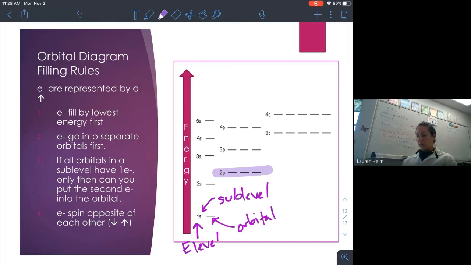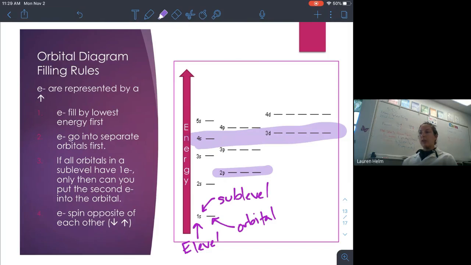The 2p sublevel is higher in energy than the 2s sublevel, which is why it's drawn slightly above it. So we can see 1s, first energy level, is the lowest in energy, followed by 2s, then 2p, then 3s, then 3p. Then here's something interesting. 4s is lower in energy than 3d. So electrons are going to go there first.